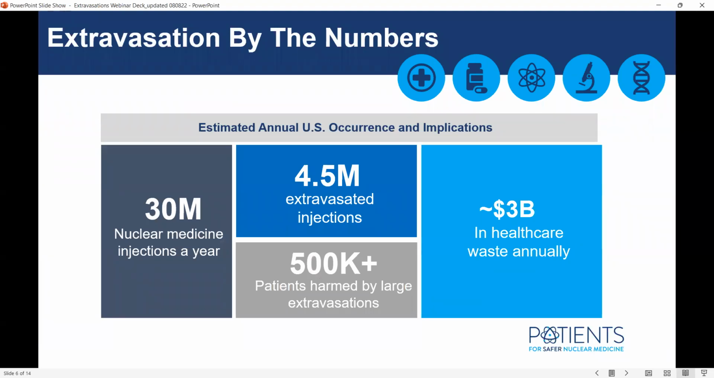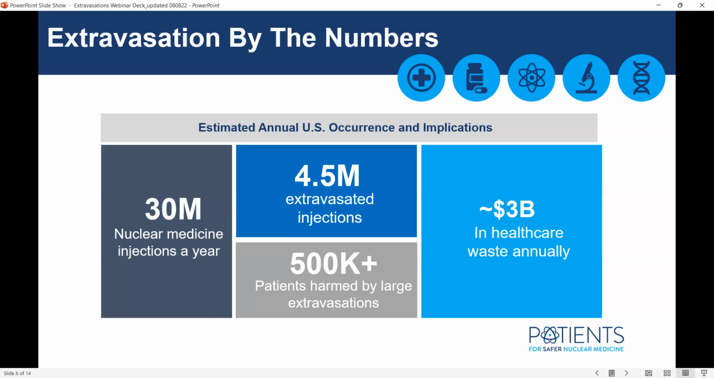So how often do extravasations happen? There are around 30 million nuclear medicine injections a year. This is an estimate in the United States. Of those 30 million, 4.5 million are extravasated. Of those, 500,000 are large extravasations, where patients can be harmed, there can be tissue damage, and there are inaccurate images due to the large extravasation.